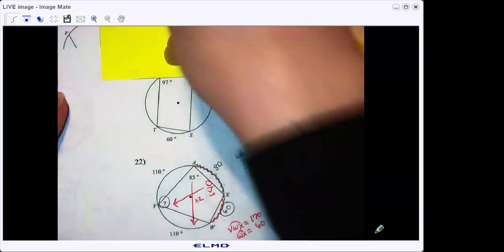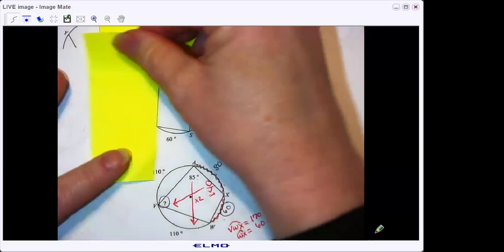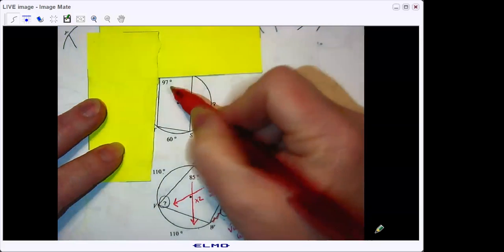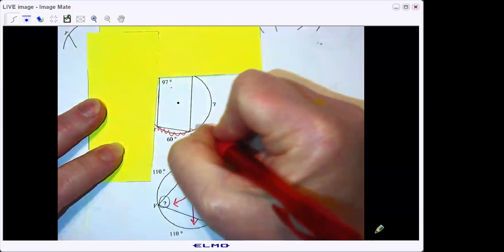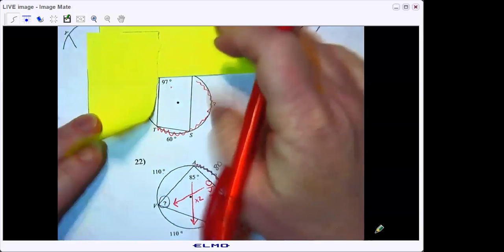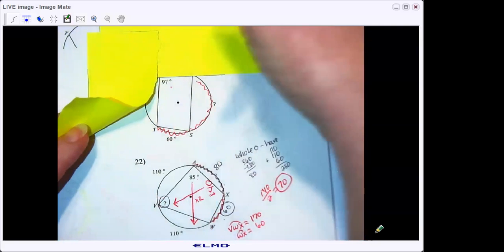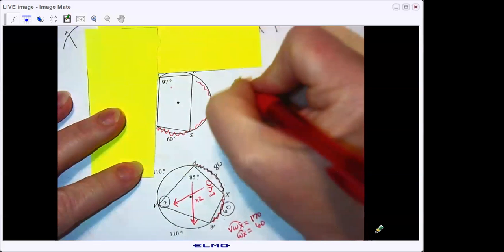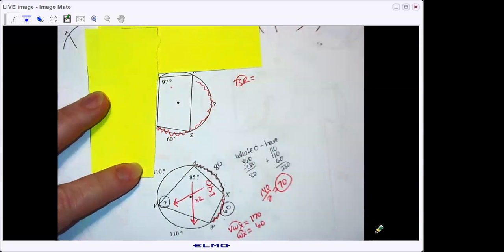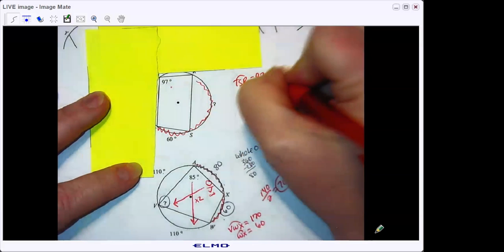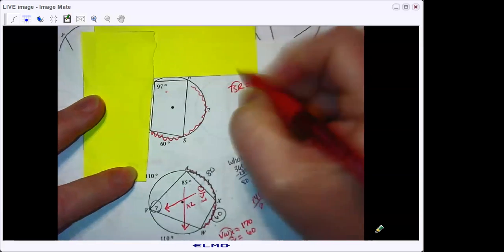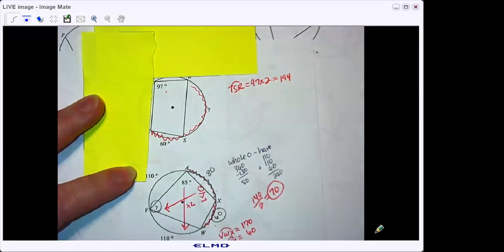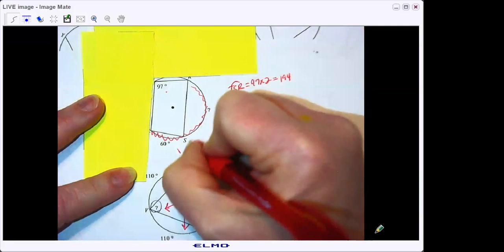So, we're going to go a little bit quickly here. This is the same idea. This angle gives me this arc, arc TS, and arc TSR is equal to 97 times 2, which is 194. So this whole thing is 194.